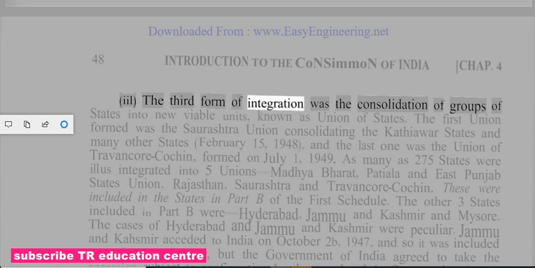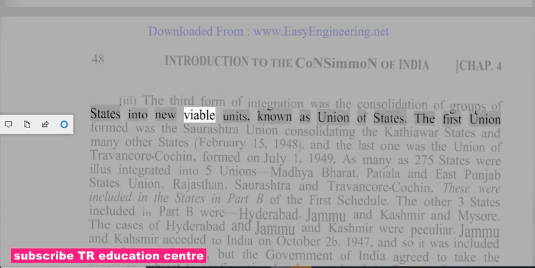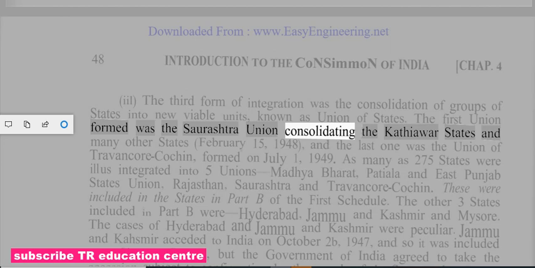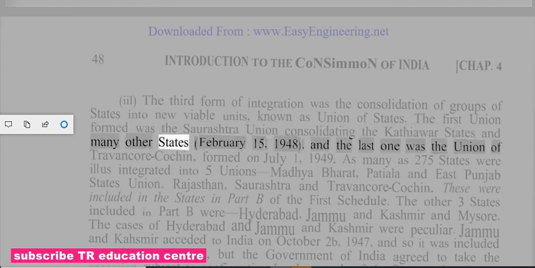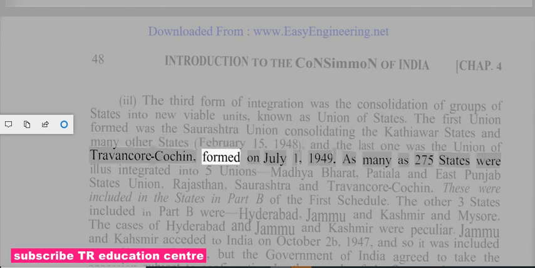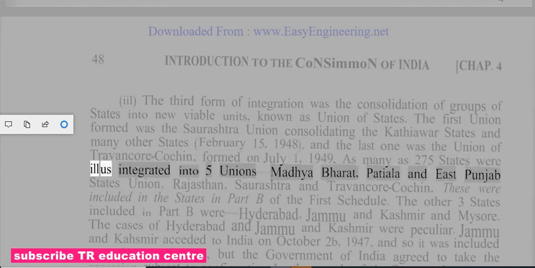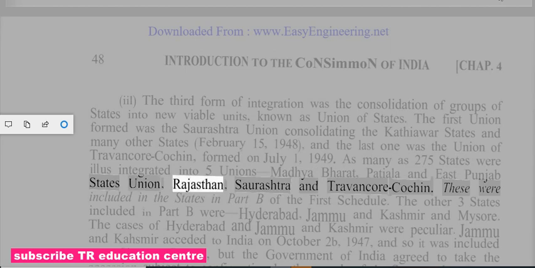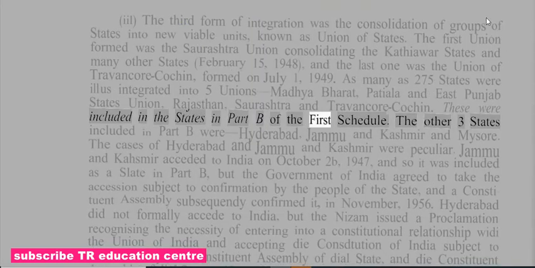3. The third form of integration was the consolidation of groups of states into new viable units, known as Union of States. The first union formed was the Saurashtra Union, consolidating the Kathiawar states and many other states, on 15th February 1948, and the last one was the Union of Travancore-Cochin, formed on 1st July 1949. As many as 275 states were thus integrated into 5 unions: Madhya Bharat, Patiala and East Punjab States Union, Rajasthan, Saurashtra and Travancore-Cochin. These were included in the states in Part B of the first schedule. The other 3 states included in Part B were Hyderabad, Jammu and Kashmir and Mysore.